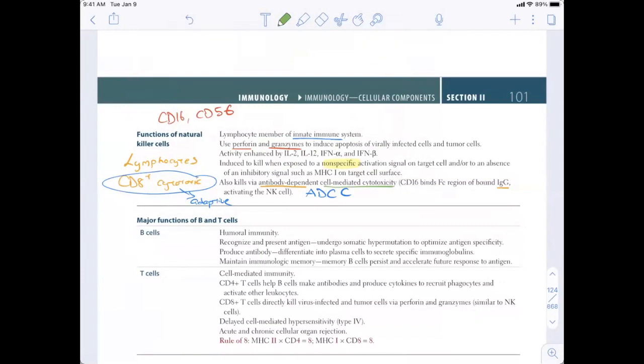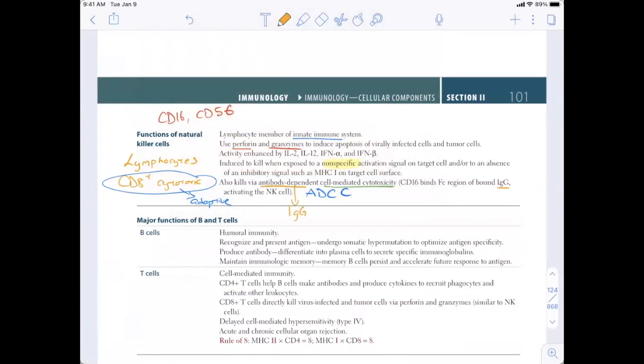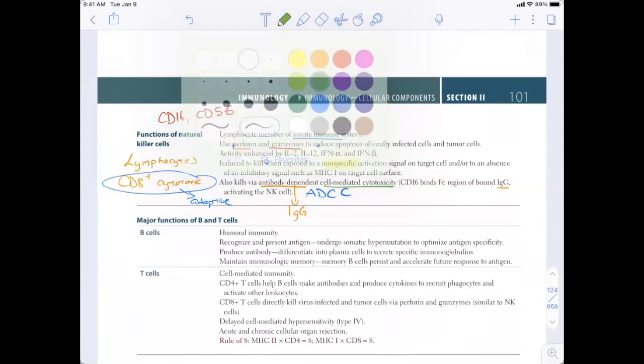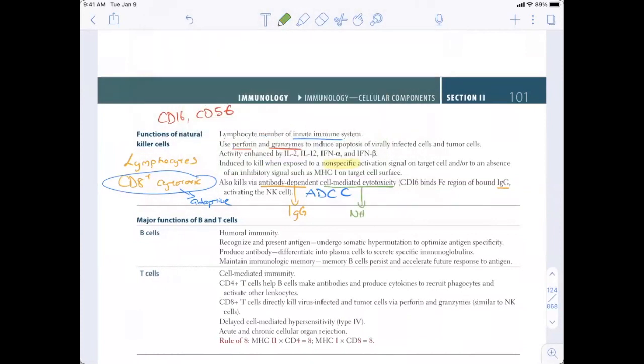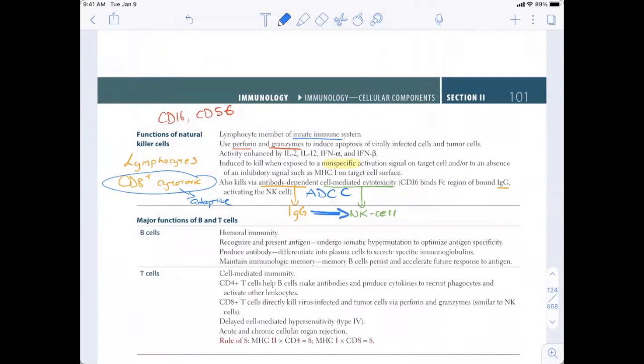So what we're saying is that there is some kind of reaction where an antibody can actually induce a natural killer cell to go and kill, all right? So let me write it here again. The antibody dependent, the antibody right here is your IgG, and the cell mediated is your NK cell. And when these two come together, that antibody would stimulate the natural killer cell to go and kill, all right? So that's called your ADCC.